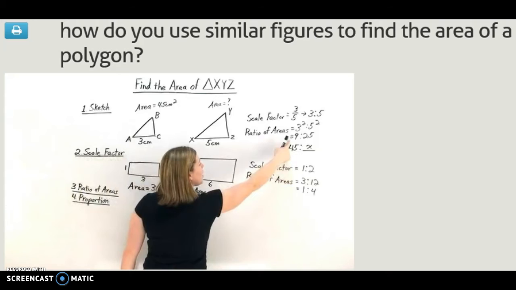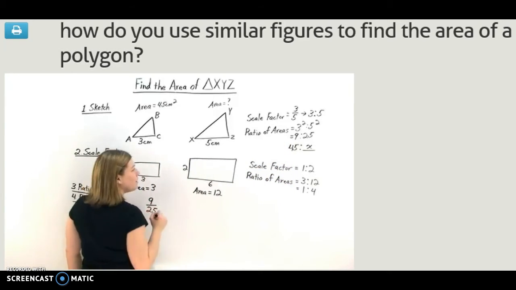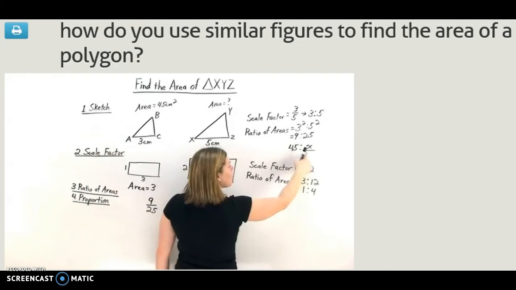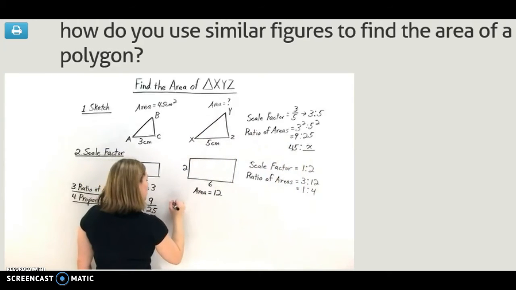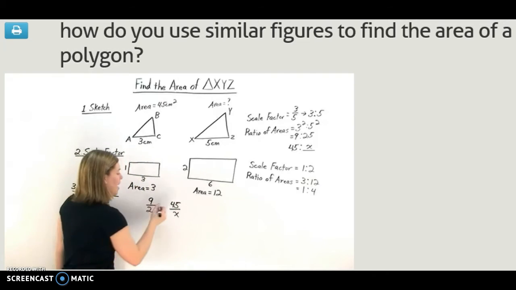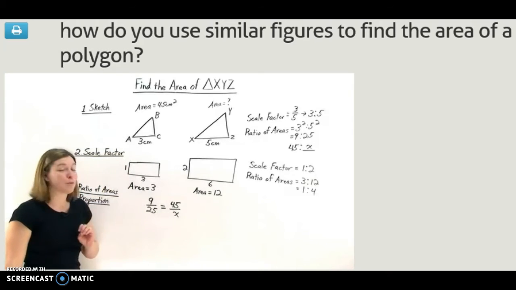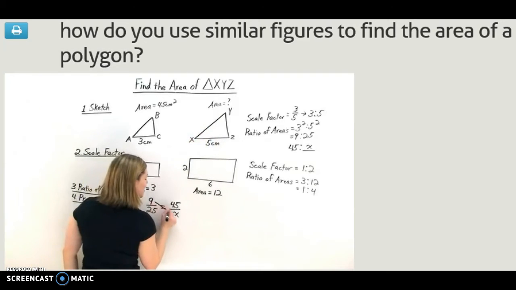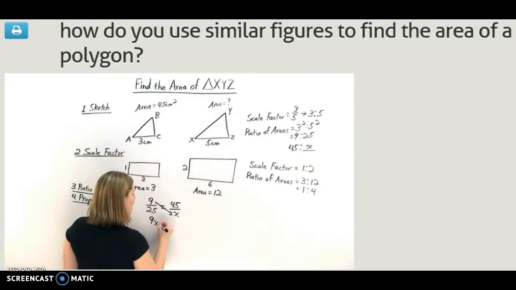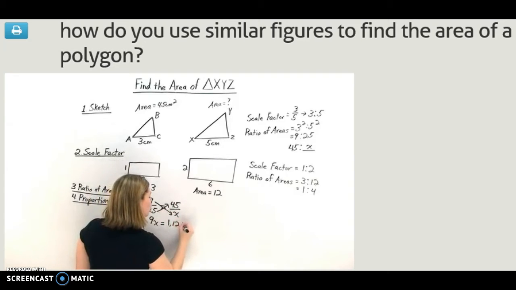Well, we have the ratio of the areas as 9 to 25, which we could write as the fraction 9 over 25. But we also took the areas that we were given, 45 to that value that we're looking for. We can write that as 45 over x, that missing area. And these ratios are equal, so now we have this proportion. If we can take this proportion and solve it for x, we'll have our answer. So we cross multiply to solve. We take 9 times x and get 9x, and we take 25 times 45 and get 1,125.